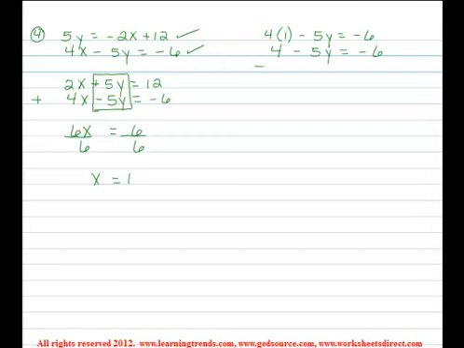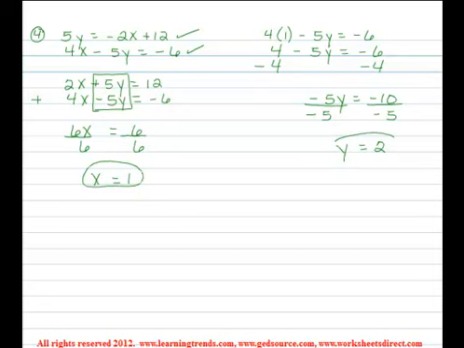Let's subtract 4 from each side, and you'll see that we end up with a negative 5y. We've got to make sure that we keep that negative sign with the 5y, and that equals negative 10. Now we'll eliminate that negative 5 by dividing both sides by a negative 5, and you'll see then that y equals 2. So problem number 4, x equals 1 and y equals 2.